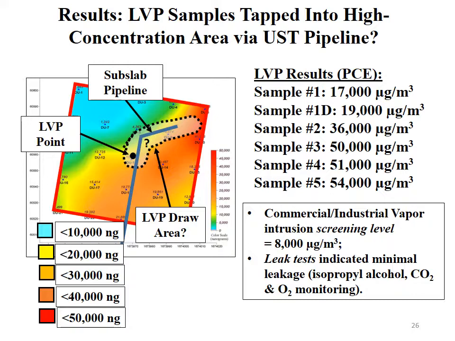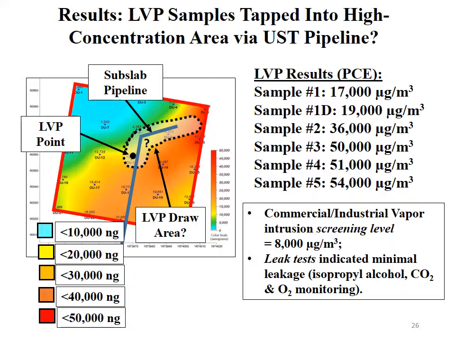Compare the data here to our commercial industrial vapor intrusion screening level, 8,000 micrograms per cubic meter. So we definitely have a potential vapor intrusion problem at this site. Leak test, especially looking at CO2 and isopropyl alcohol in the samples that were collected, indicated very minimal leakage.